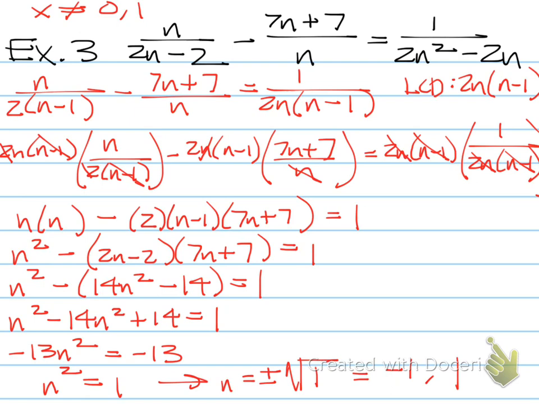However, initially, we determined that n cannot equal 0 or 1. So the solution 1 would be an extraneous solution. We cannot use that one because it would make our denominator 0. So our only solution is negative 1.